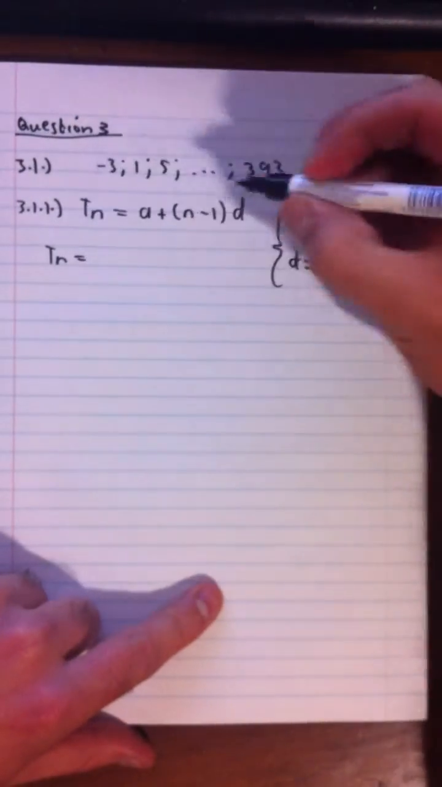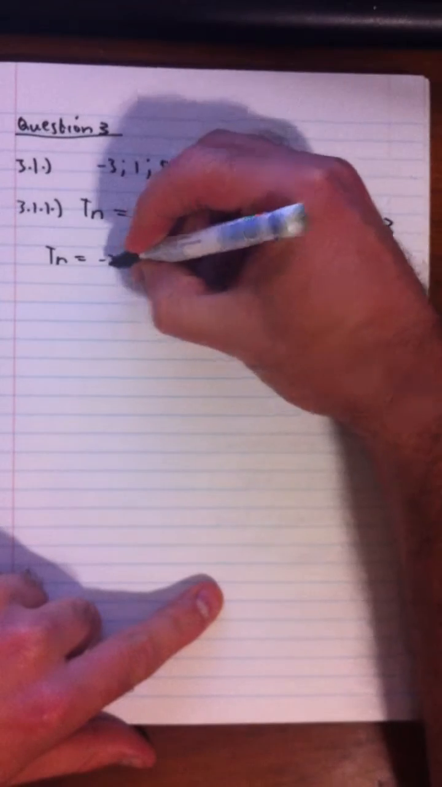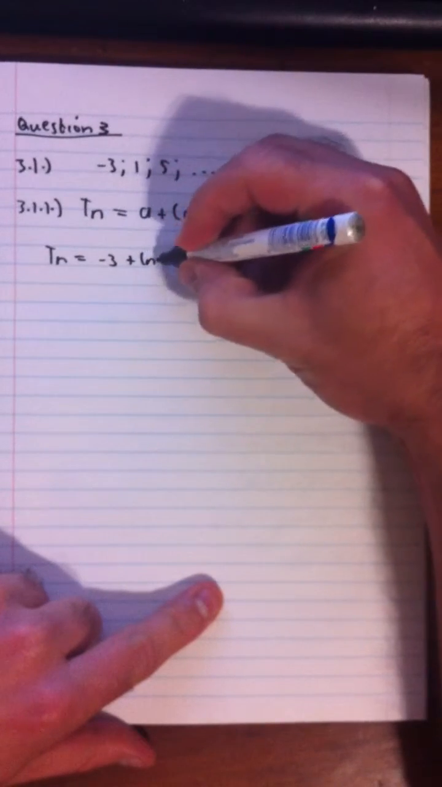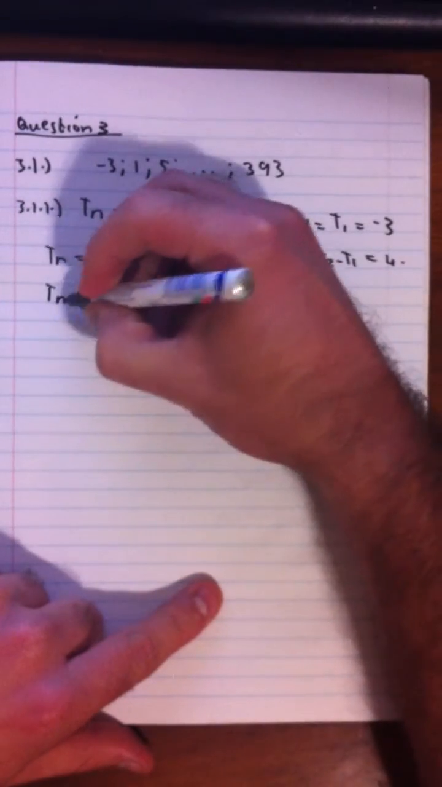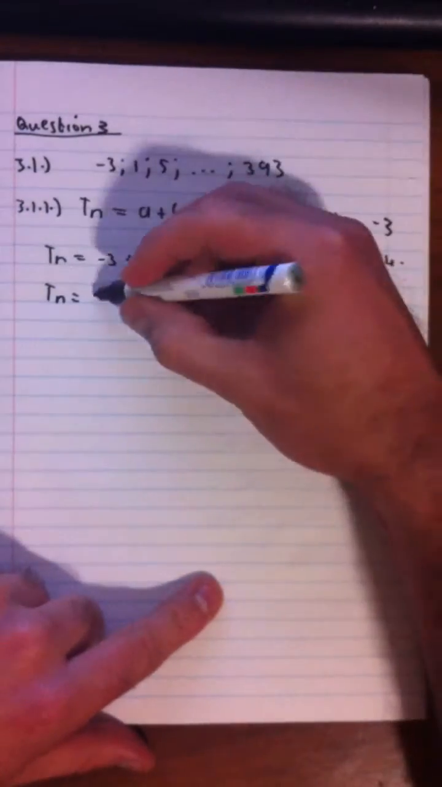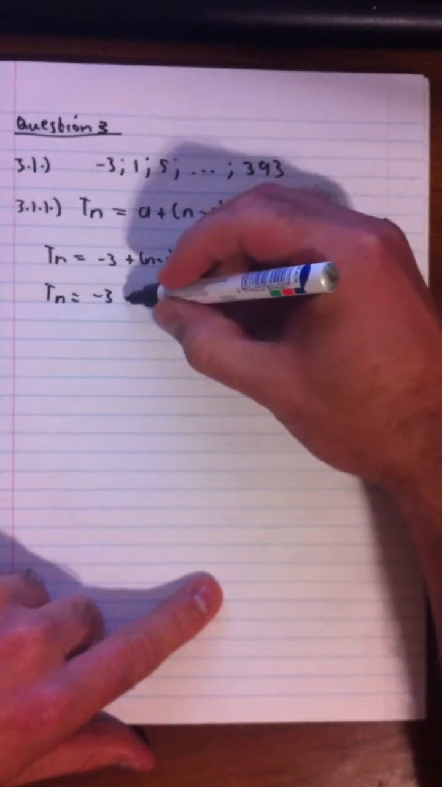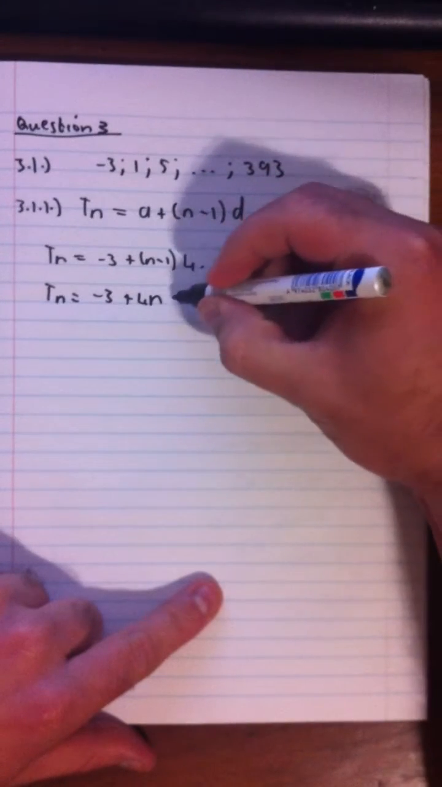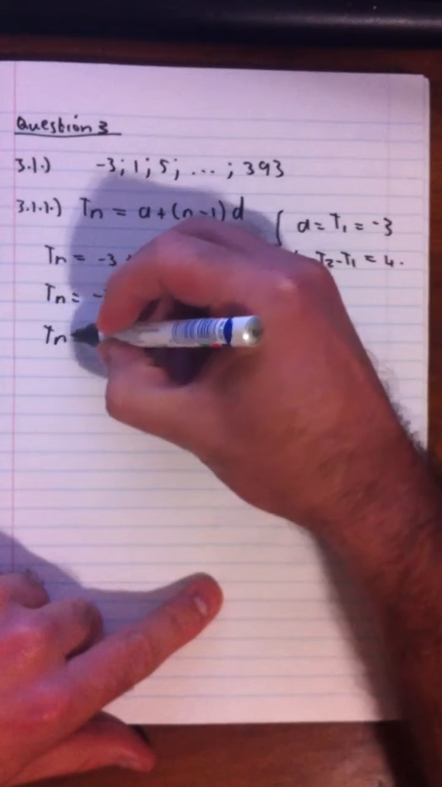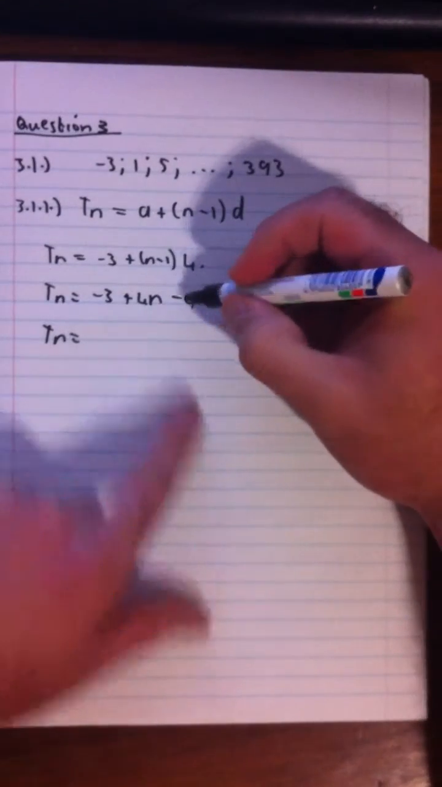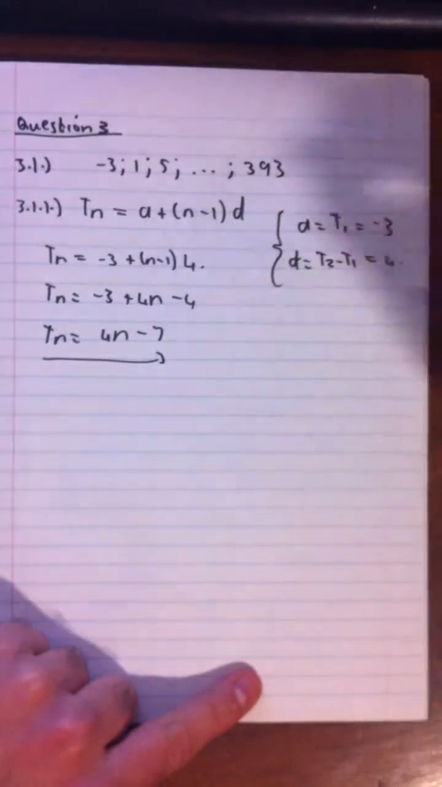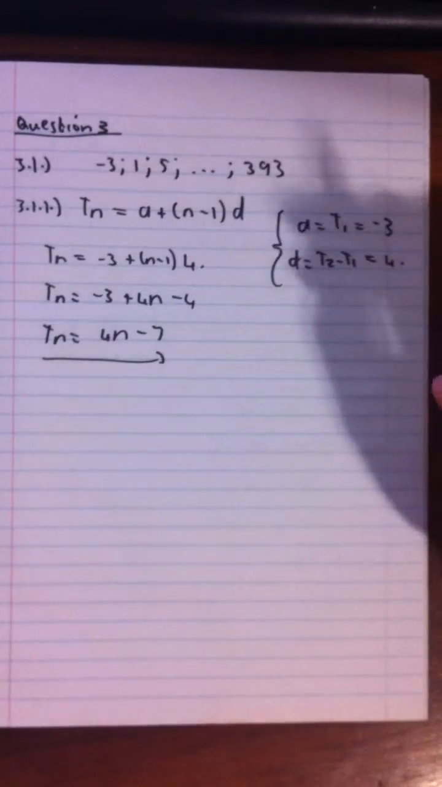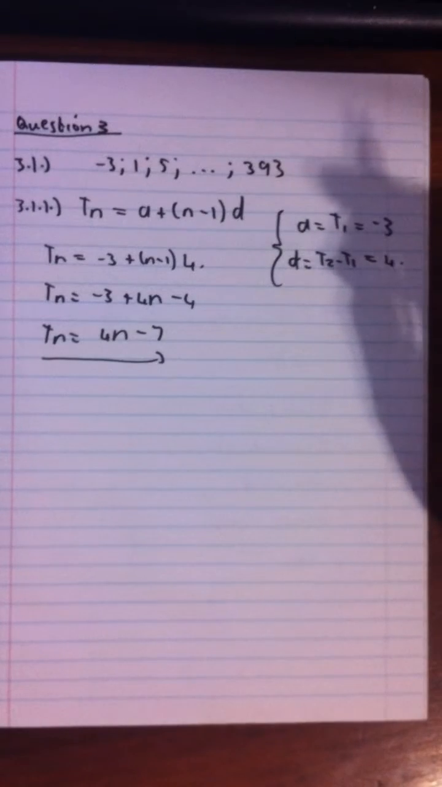Tn equals a, which is -3, plus n minus 1 times common difference, which is 4. And we just multiply that out and solve for it. We get -3 plus 4n minus 4, and our final answer would be 4n minus 4 minus 3, 4n minus 7. There you go. That's your solution for your nth term of this sequence.